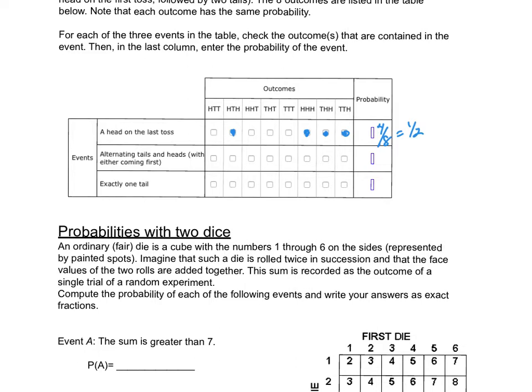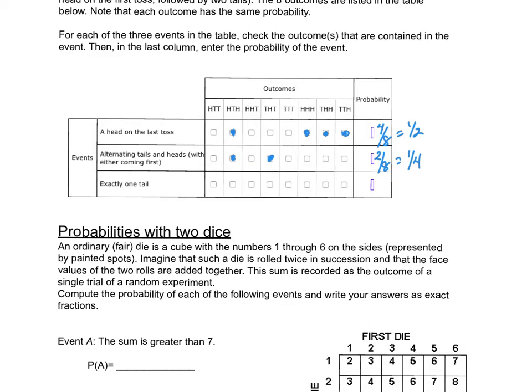Alternating tails and heads. It doesn't matter which comes first. So heads, tails, heads works. Tails, heads, tails works. There's no more alternating. That's 2 out of 8, which is 1 out of 4.